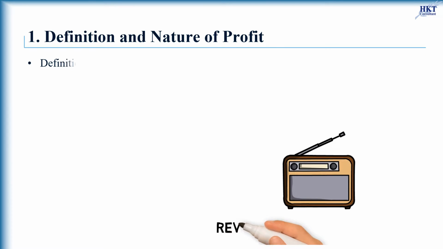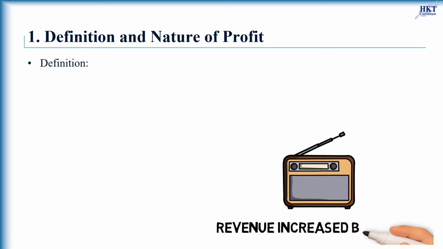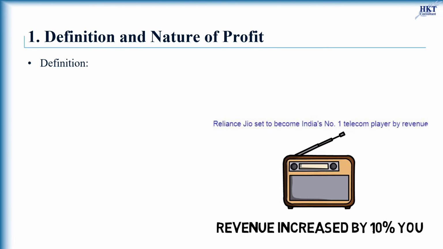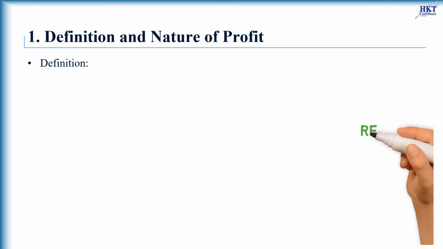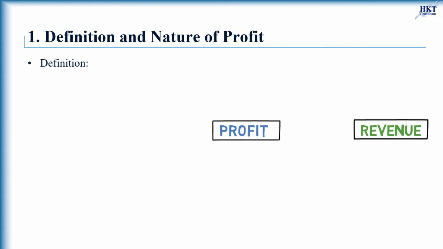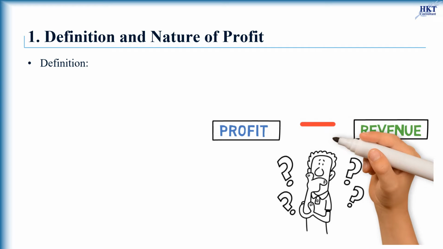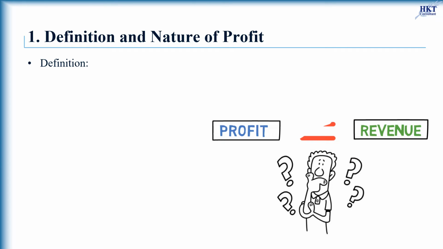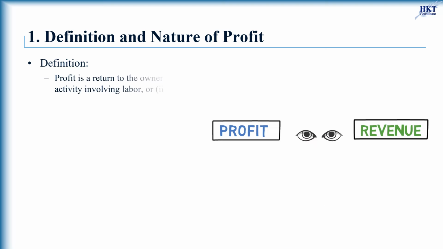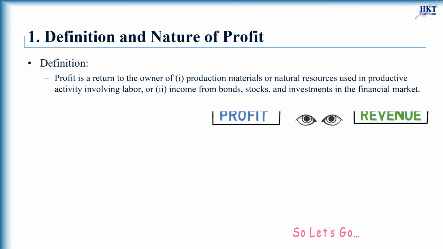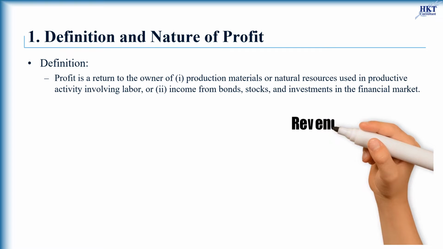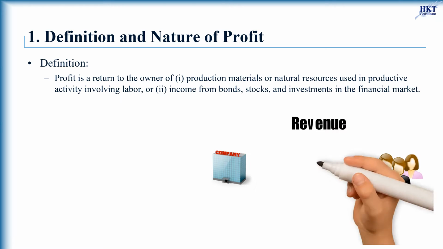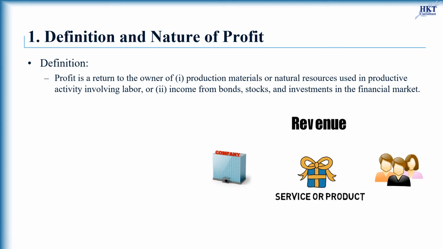Profit, in economics, is the portion of assets that investors gain through investment after deducting related costs, including opportunity costs. It is the difference between total revenue and total costs incurred in the transaction. In classical and Marxian economics, profit is a return to the owner of production materials, or natural resources used in productive activity involving labor, or income from bonds, stocks, and investments in the financial market.